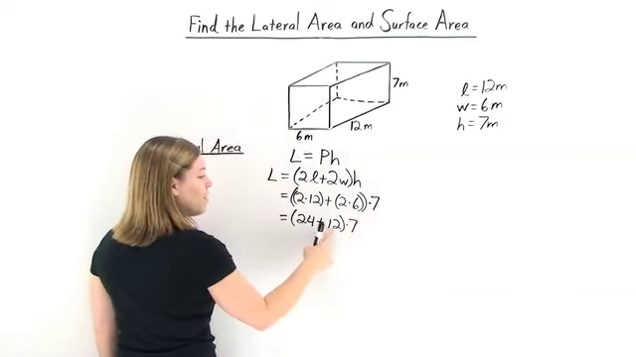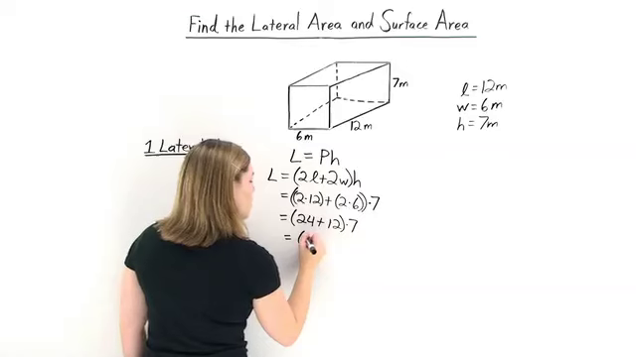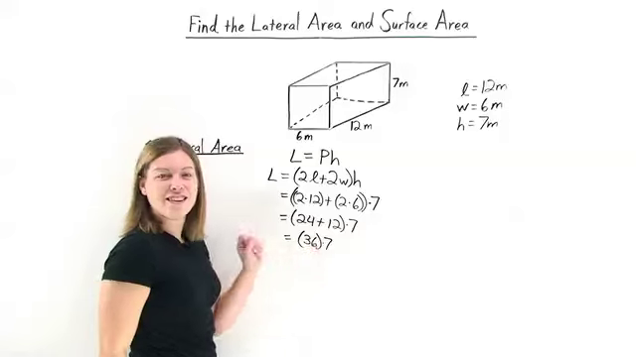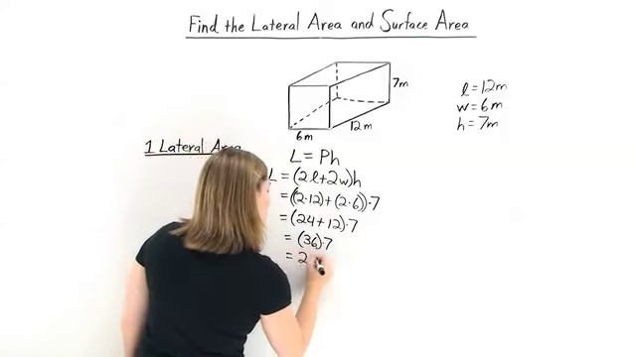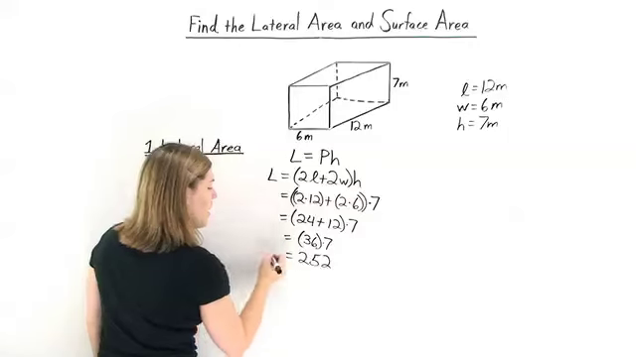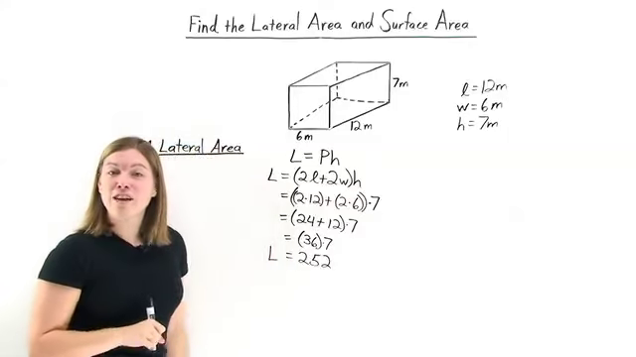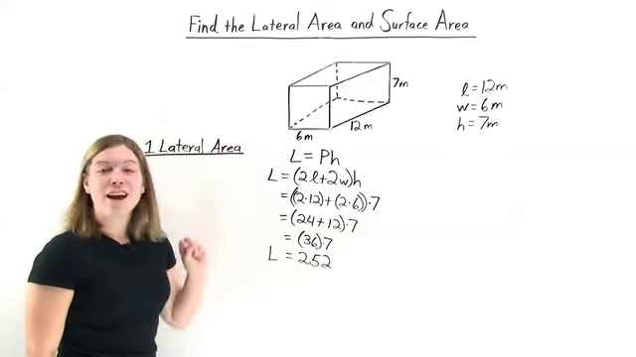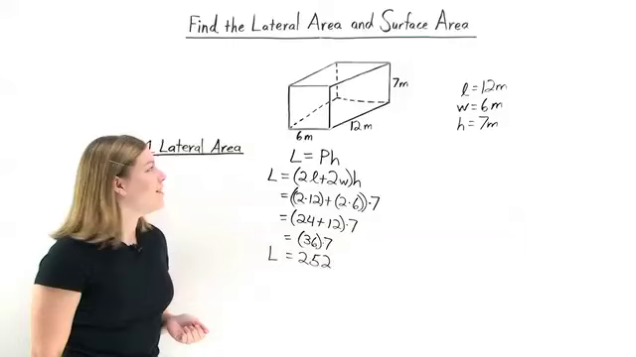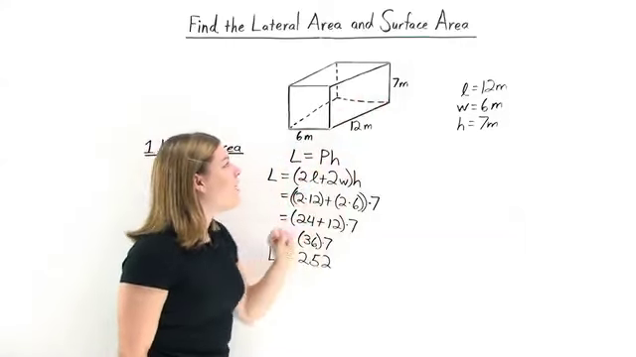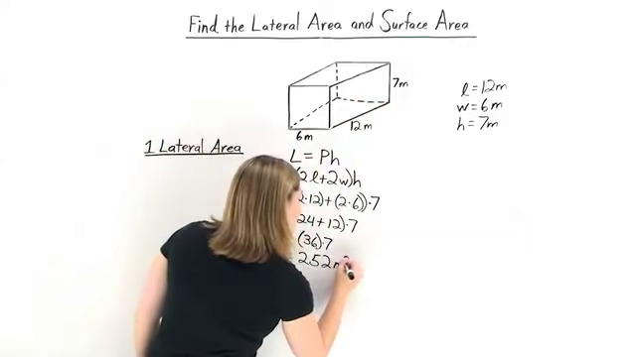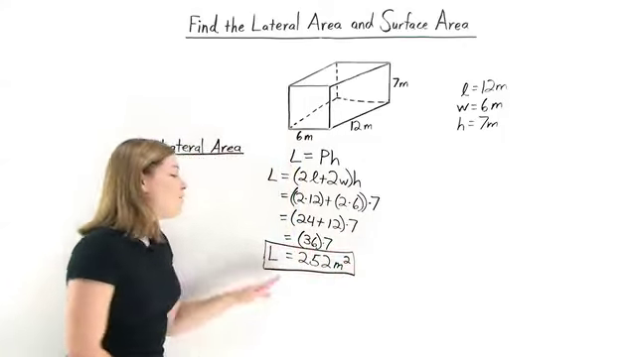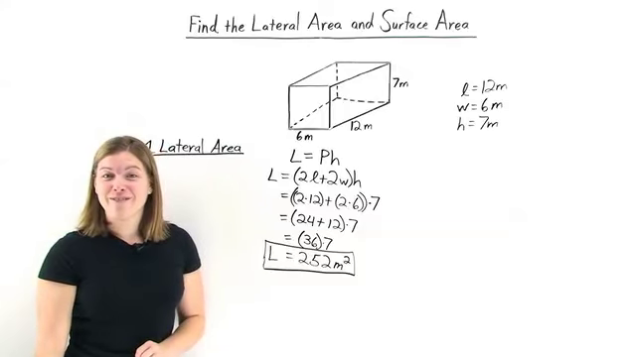Then we want to take 24 plus 12. 24 plus 12 is 36. Then we want to take 36 times 7. When we do, we get 252. That is the lateral area of this rectangular prism. But remember, lateral area is an area, so it's measured in units squared. And since all of our lengths are measured in meters, that means that our lateral area is measured in meters squared. So now we have the lateral area of this prism.